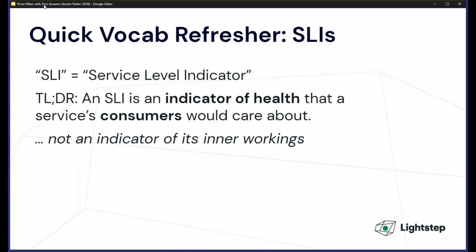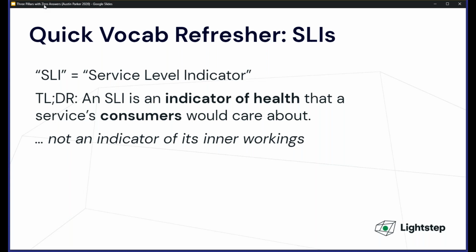Before I continue, I want to do a quick refresher on some vocabulary. This is one of the important things about observability as a concept: it's not just tools, it's not just practices, but it's also the shared language that we can use to talk about performance. So what is an SLI? It's a service level indicator, right? This comes from the Google SRE book, or was popularized by it, I should say.